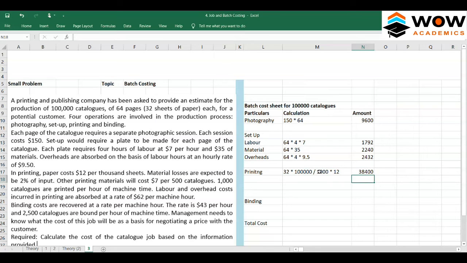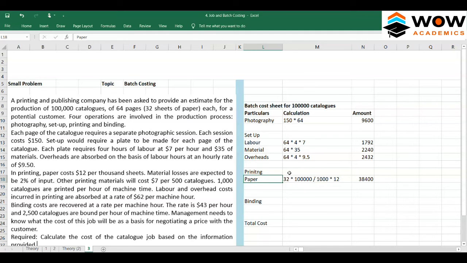If you want, I'll repeat it again. We require 32 sheets of paper per catalog, and we are going to produce 1 lakh catalogs, so this will give you the total number of sheets, divided by 1000 sheets each, into 12. This is the total amount of money that will be the cost of the paper. So we'll put it here and just put the word paper.